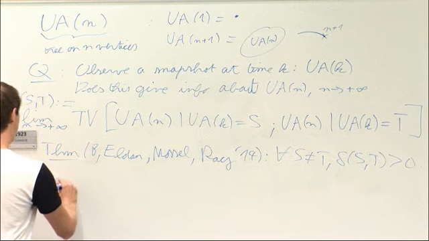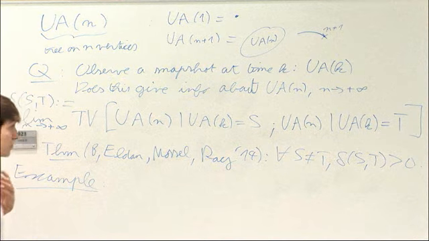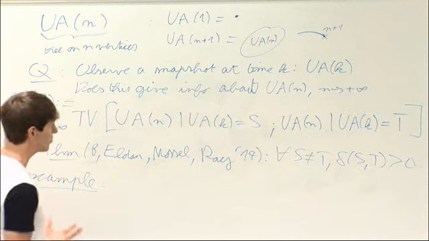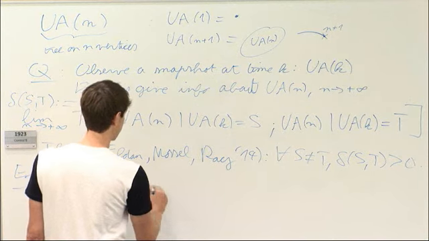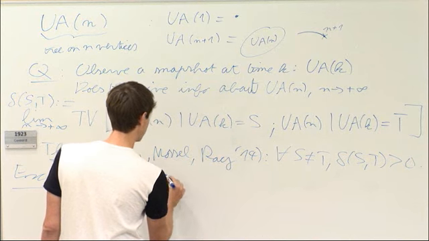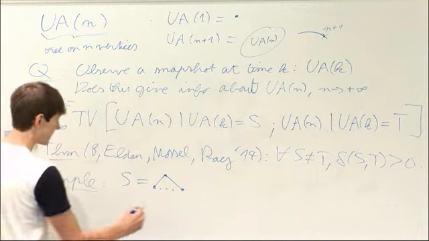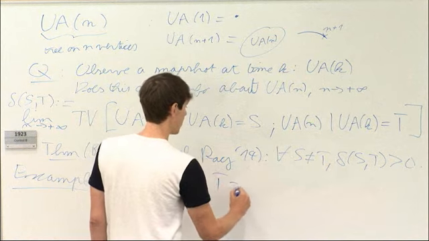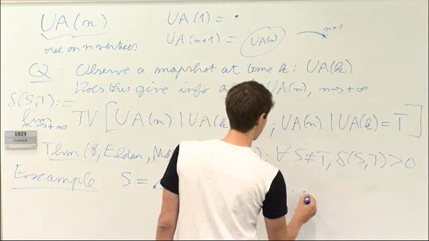So let me give you an example, which is going to use heavy machinery already to prove that even in this case it's strictly positive. So let's say that S is a star on K vertices. Okay, so it's something like that. That's a star on K vertices. And T is a long path, a path on K vertices, like that.